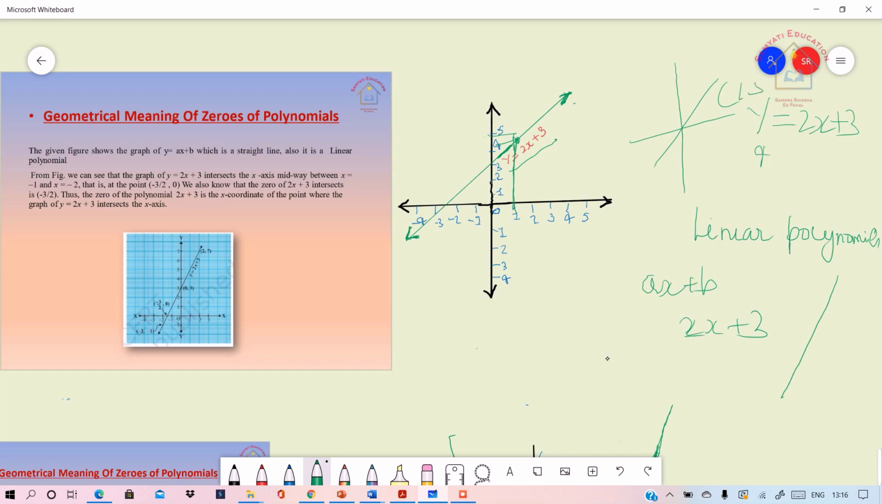Now if we put x as 1, y is equal to 2 into 1 plus 3, it is 5. Y is equal to 5. The point is (1, 5). This line will satisfy all the points here, all the points.